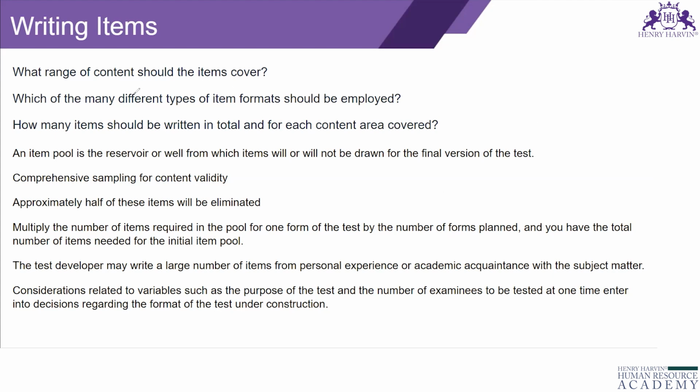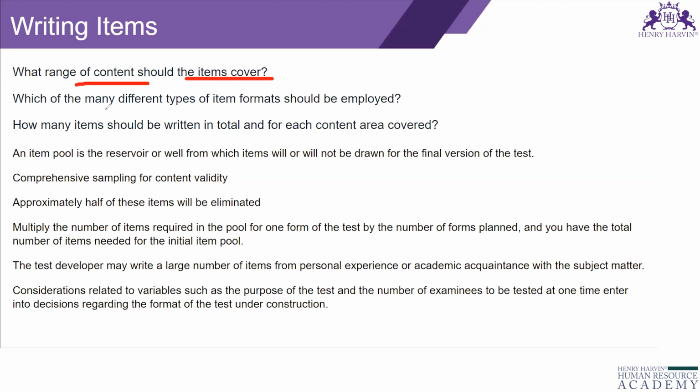What range of content should the items cover? What all do we need to cover? If it's personality, it will be quite broad. If it's, say, motivation, it will only take care of the content which talks about motivation factors. The behavioral aspect or other personal things or intelligence will not be required. So based on the type of test, the purpose and the objective, we will see the range of content which the items should cover.